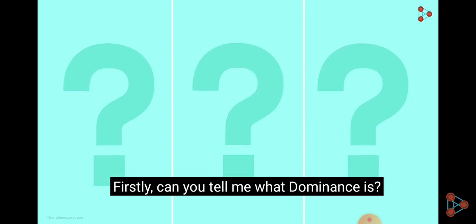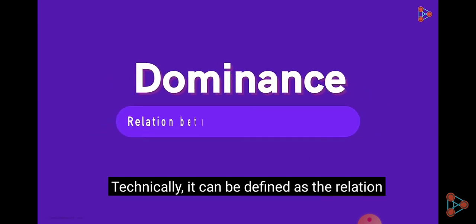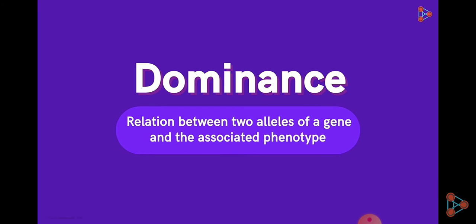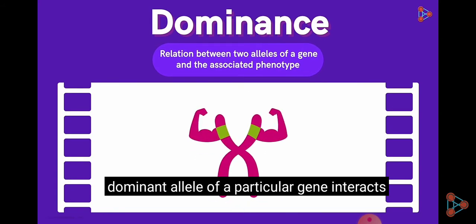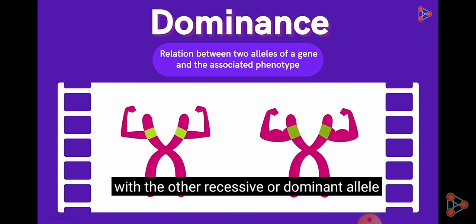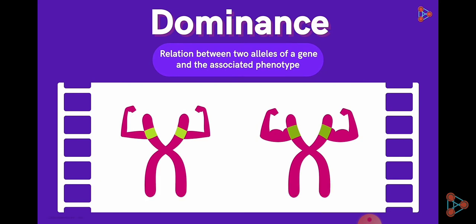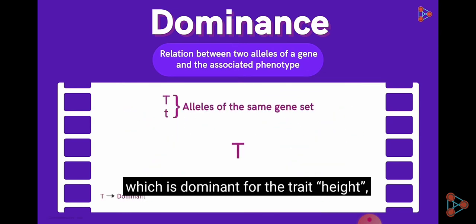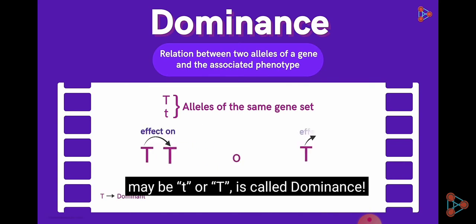Firstly, can you tell me what dominance is? Technically, it can be defined as the relation between two alleles of a gene and the associated phenotype. That means dominance is all about how one dominant allele of a particular gene interacts with the other recessive or dominant allele of the same gene set in an organism. So if T is one allele from a gene set which is dominant for the trait height, then its effect on the other allele, which may be T or t, is called dominance.